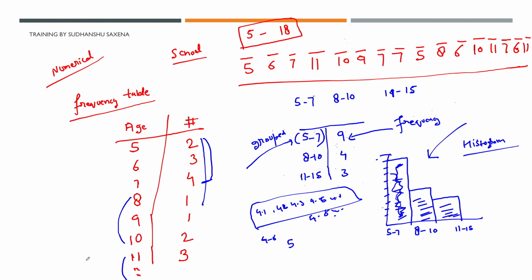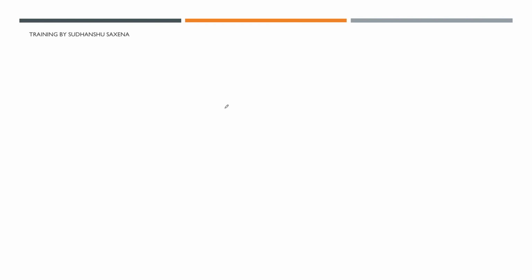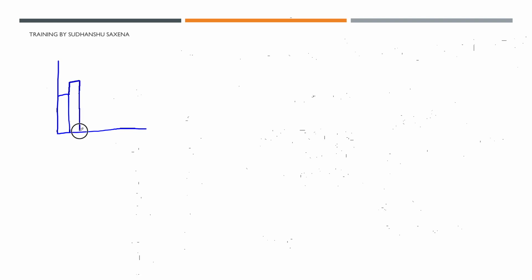Now again I wanted to talk about different things. How would you read that histogram? So I'm going to erase everything from here, and I'm just going to show you a couple of things. Just think, if I have a histogram, and I'm not writing the numbers over here, the histogram is something like this.